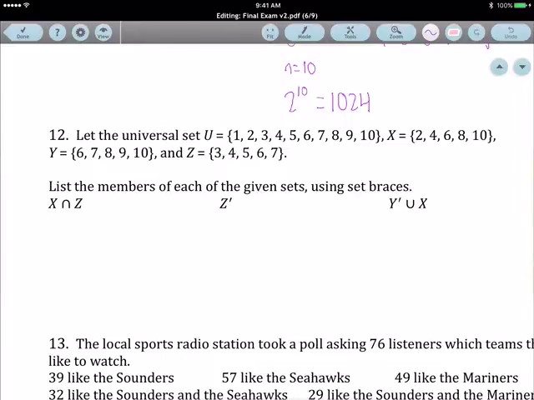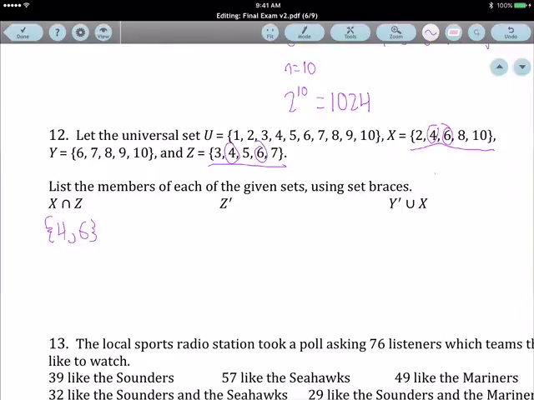So we're looking at this set and this set, right? So 4 is in both sets, 6 is in both sets. So your answer here would be the set with 4 and 6, like that. Next we have the complement of Z.